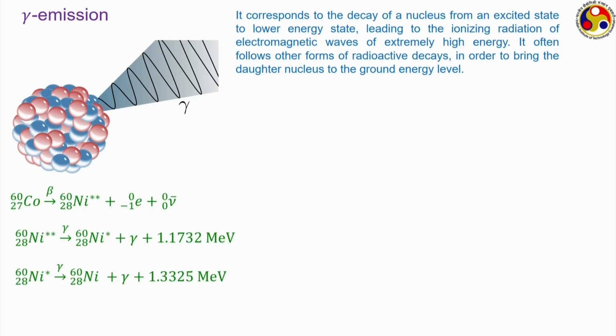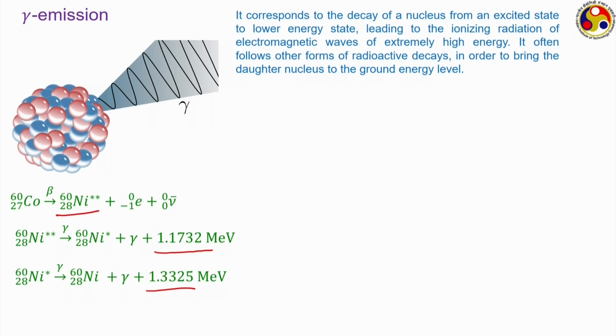Like the example here, 27Co60 is going through a beta decay process leading to the formation of this particular nickel 60 isotope, but that is at a very excited level. So, that goes through two levels of gamma radiation. In the first level, it releases one gamma photon of 1.1732 MeV of energy. In the second step, it releases another gamma photon of 1.3325 MeV of energy, and following these two steps, it is able to come back to the ground state.